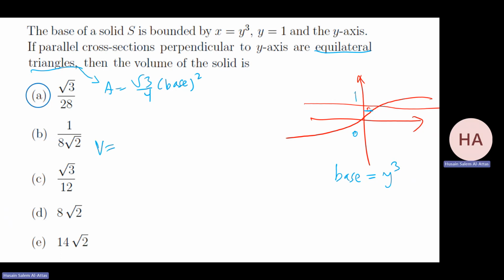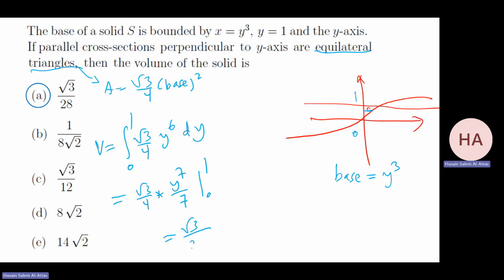So the volume will be from 0 to 1 of square root of 3 over 4 times the base squared, which is y to the power 6 dy. That will be square root of 3 over 4 times y to the power 7 over 7 from 0 to 1. That gives me square root of 3 over 28, which is this one.